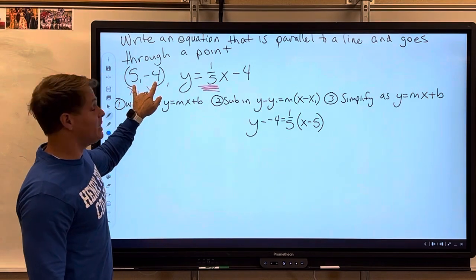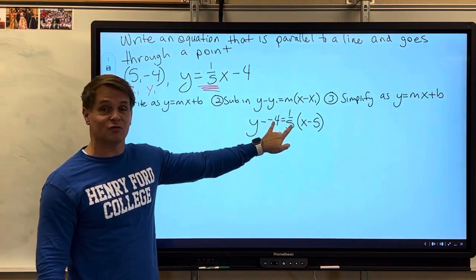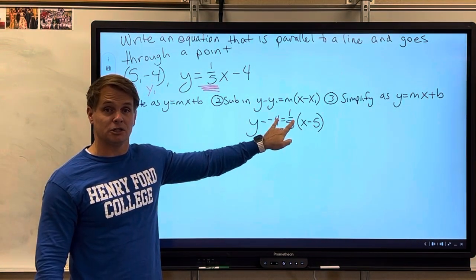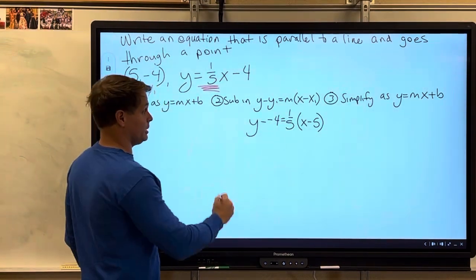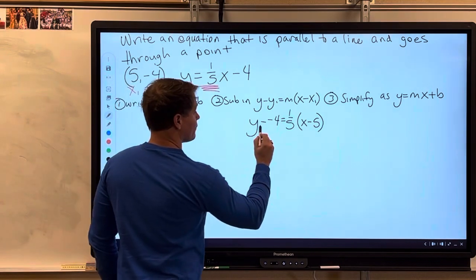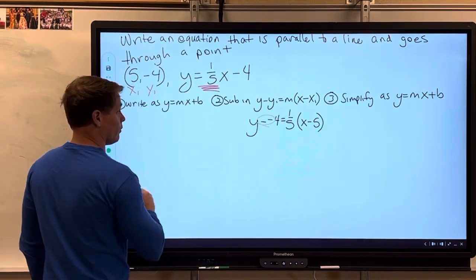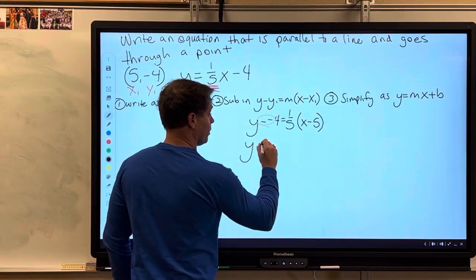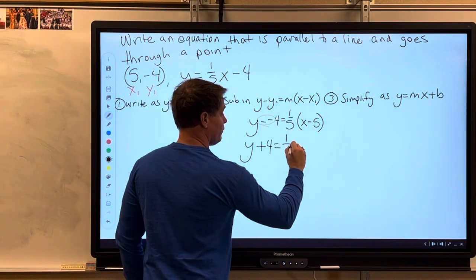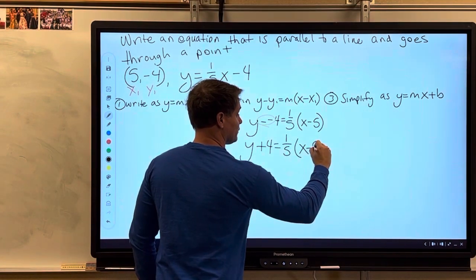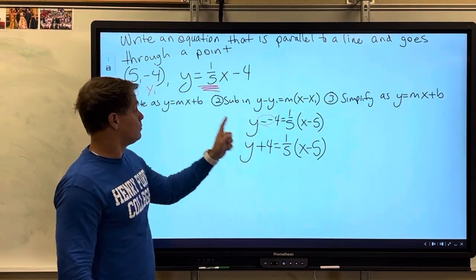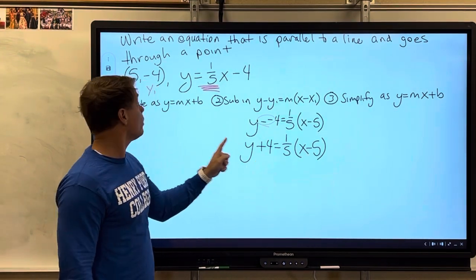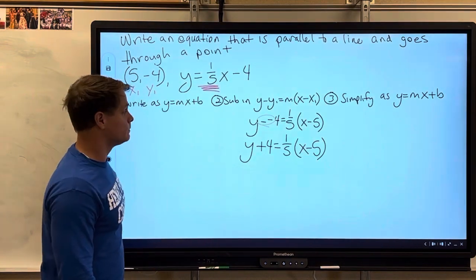Now remember, when we take these points and put them into this formula, the signs are always going to change, and vice versa. When I take them out and put them here, the signs are going to change. So here I have a negative and a negative. We know that that makes a positive. So y plus 4 equals 1/5 (x minus 5). You can see that the signs are opposite what they are up here. Negative 5 and 4, 5 and negative 4.